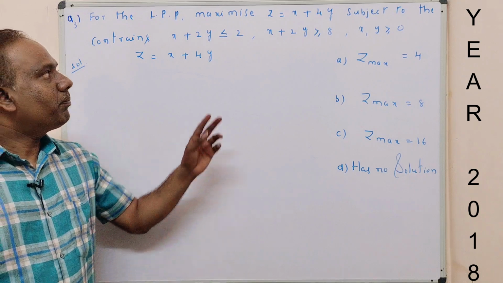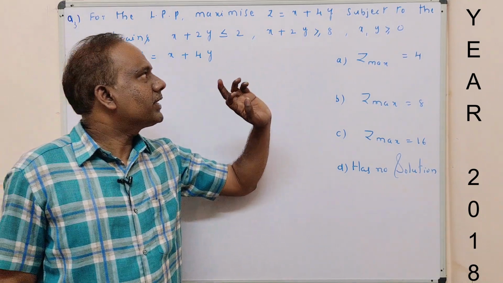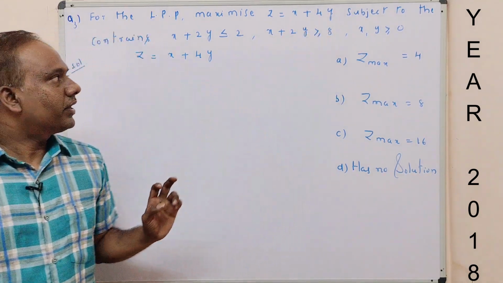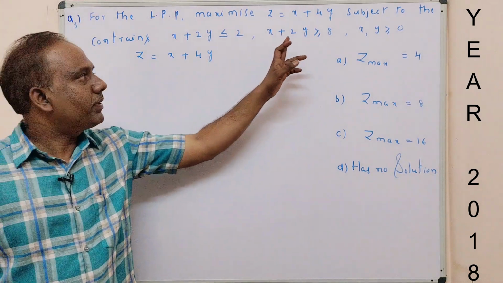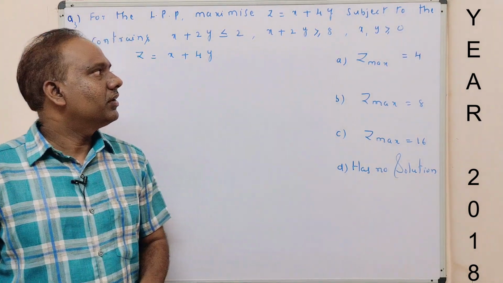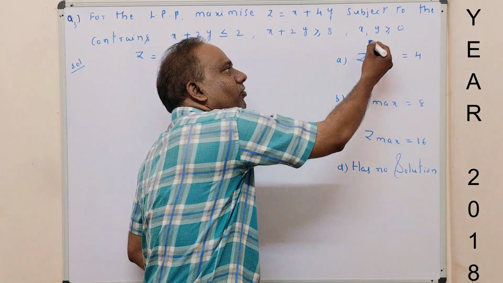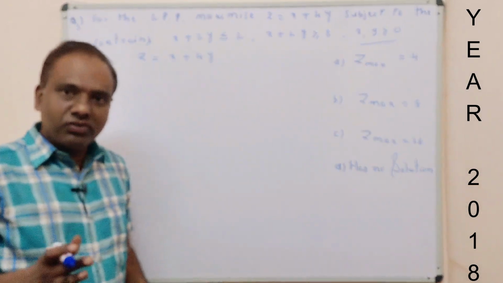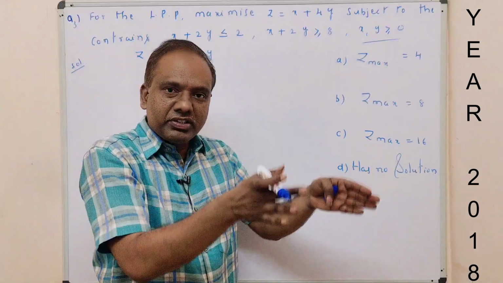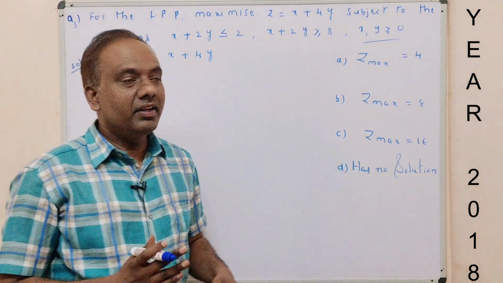So for the LPP, maximize z is equal to x plus 4y, subject to constraints x plus 2y less than or equal to 2 and x plus 2y greater than or equal to 8 and x comma y greater than or equal to 0. X comma y greater than or equal to 0 means, first of all, the graph is in the first quadrant, that is the meaning here.